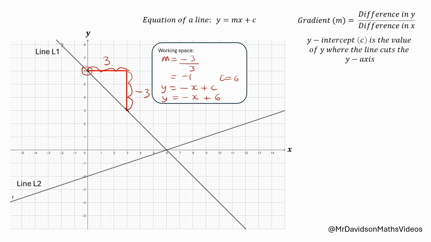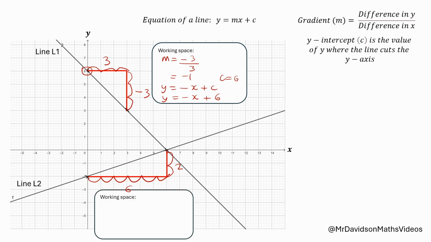So let's look at line L2. That's the first point I'm going to take here. That's the second point I'm going to take there. Then I'm going to draw a triangle. Then I'm going to calculate the rise. This here is a positive rise of 1, 2. And the run is 1, 2, 3, 4, 5, 6.